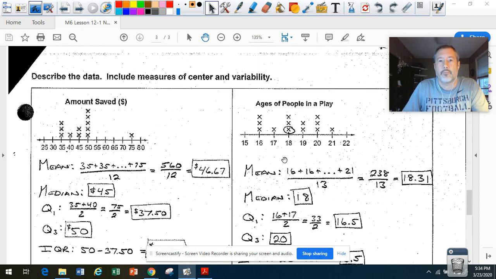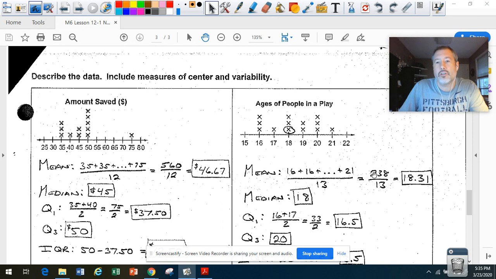Okay, let's look over here. Ages of people in a play. So as you can see, we have 3 people that are 16 years old, 1 person that's 17 years old. We have 3 people that are 18 years old, 2 people that are 19 years old, 3 people that are 20 years old, and 1 person that is an old man, 21 years of age. So let's take a look at this here. If we were to add up all these numbers, please make sure it's 16 plus 16 plus 16 plus 17 plus 18 plus 18 plus 18 plus 19 plus 19 plus 20 plus 20 plus 20 plus 21.